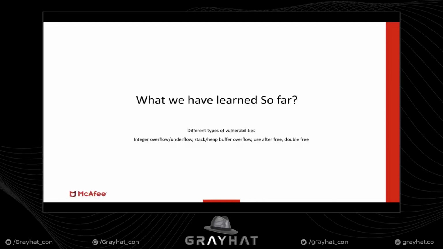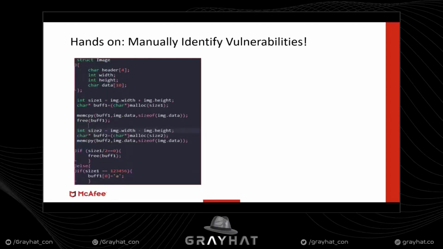Let's move on and see what we have learned so far. We have seen what a vulnerability is, and different types of vulnerabilities like integer overflow, integer underflow, stack and heap buffer overflow, use after free, and double free. Let's move on and do a very simple exercise.